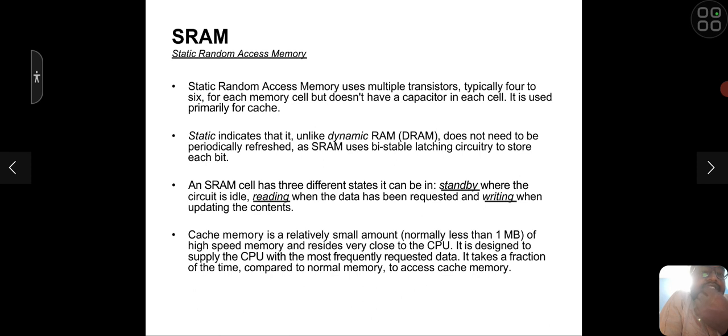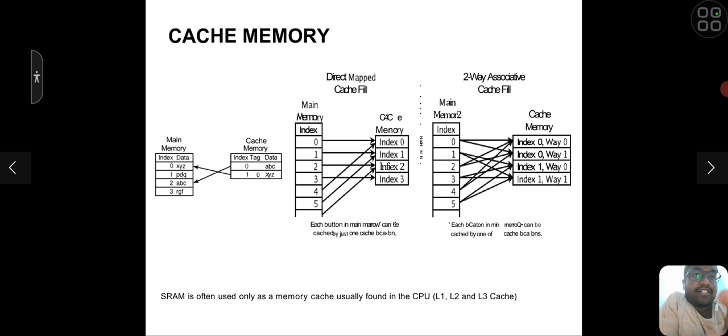Cache memory is a relatively small amount, normally less than 1 MB, of high speed memory that resides very close to the CPU. It is designed to supply the CPU with the most frequently requested data. It takes a fraction of the time, compared to normal memory, to access the cache memory. In the block diagram of main memory and cache memory, block 0 is directly connected with index 0, 1 to index 1, 2 to index 2, 3 to index 3, then 4 and 5 wrap around again in the same order between memory and cache memory.